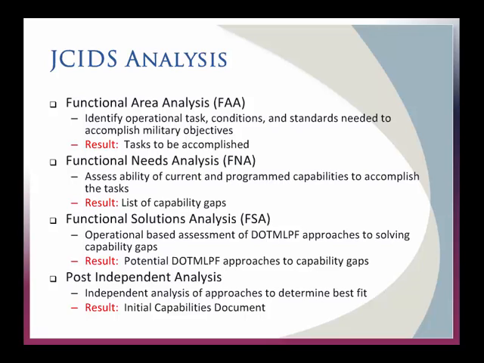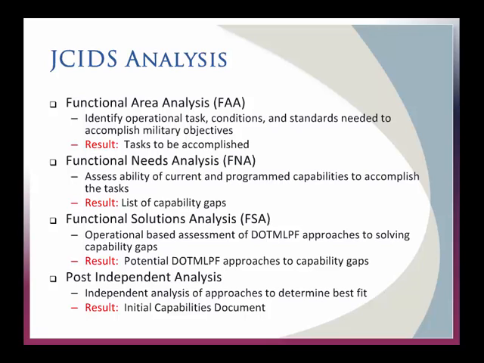All right, so a real quick summary of what we talked about with JCIDS analysis. With the functional area analysis, the result of that is going to be what tasks are we going to accomplish. Then we do a functional needs analysis. The result is what are the capability gaps that we're trying to fill. Functional solutions analysis, potential DOTMLPF approaches to capability gaps. So you see how this works.